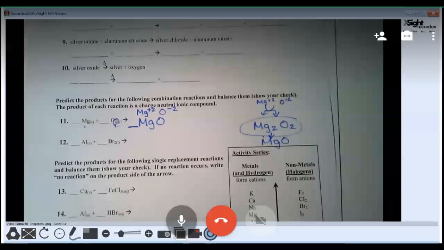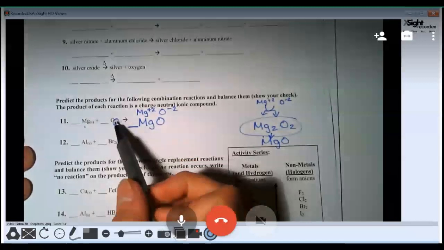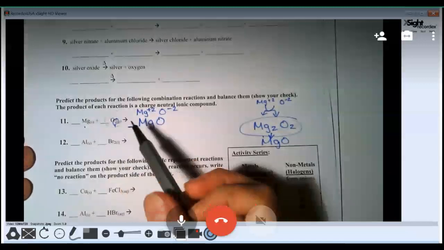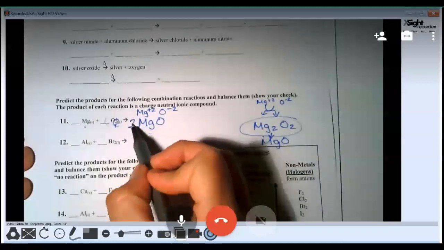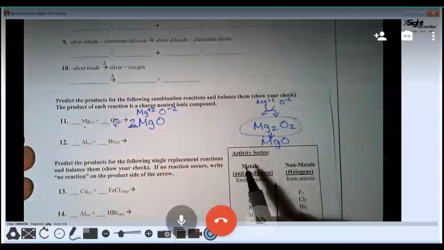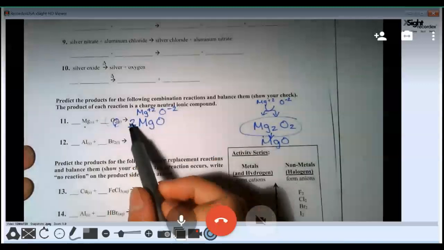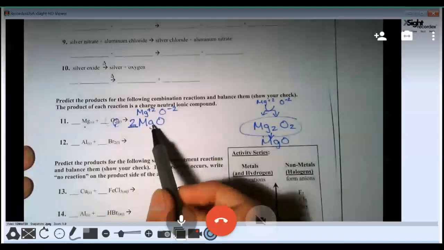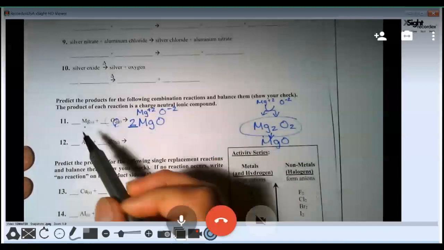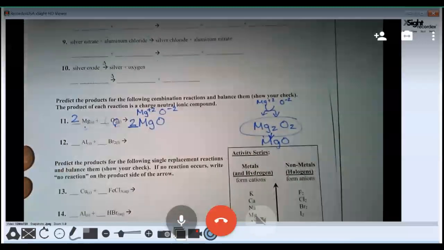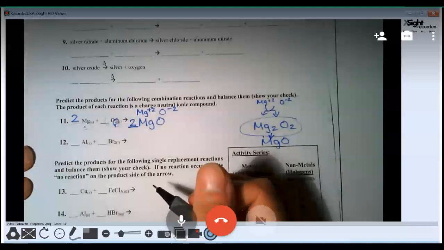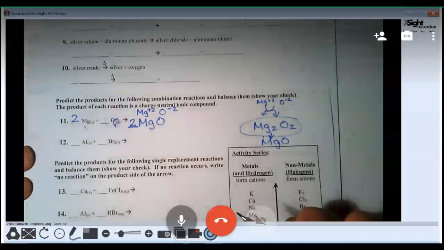It's not balanced. So we have 2 oxygens in our reactant side and only 1 oxygen on our product side. So to fix that, we got to put a 2 in front of magnesium oxide. And then now we threw off our magnesium because now we have 2 magnesiums on the products and only 1 on the reactants. So we have to put a 2 in front of magnesium on the reactant side as well. All right. Any questions on that one? Everybody good there?